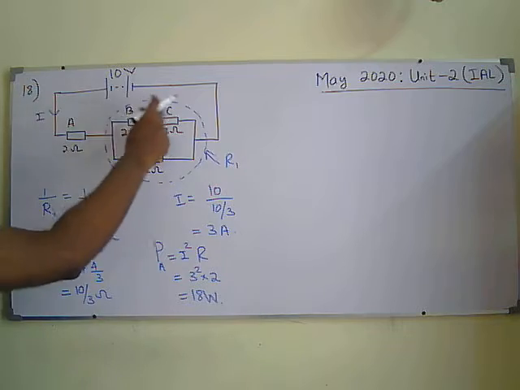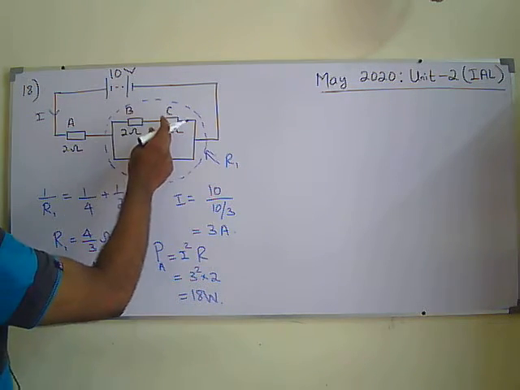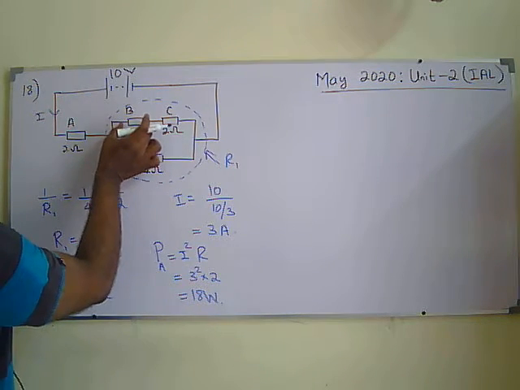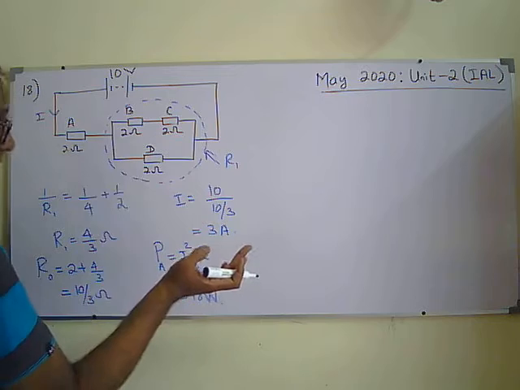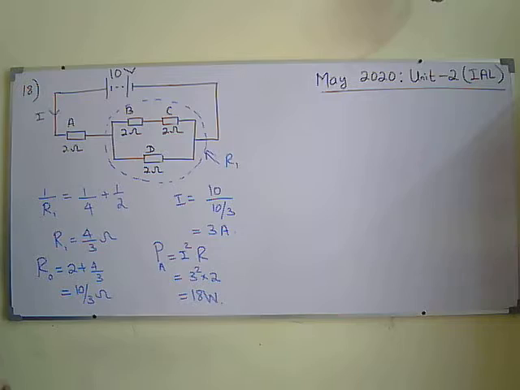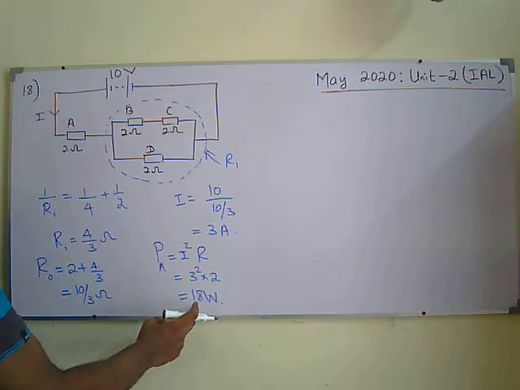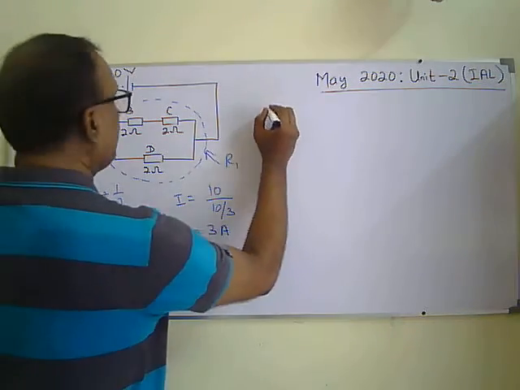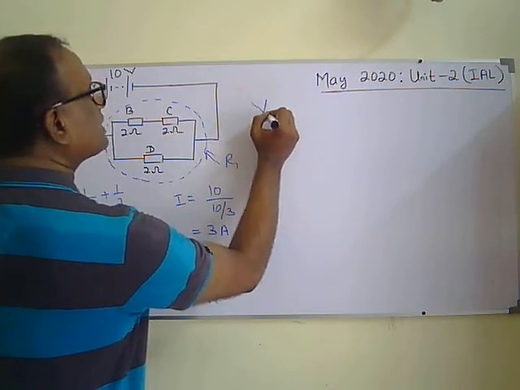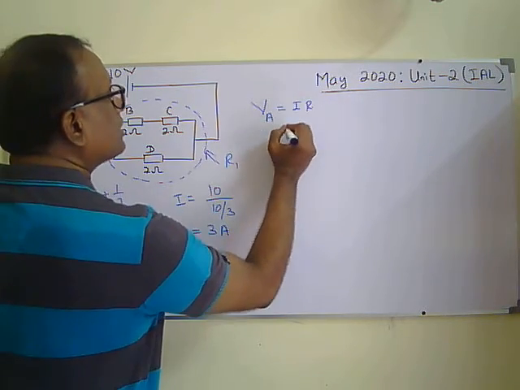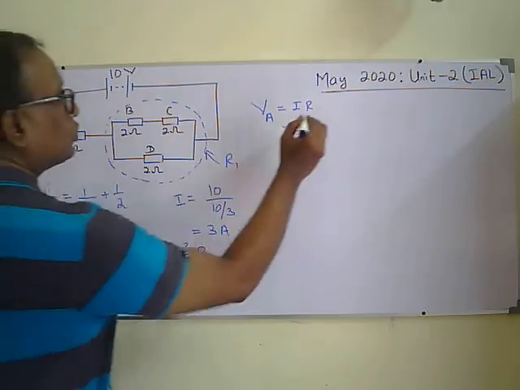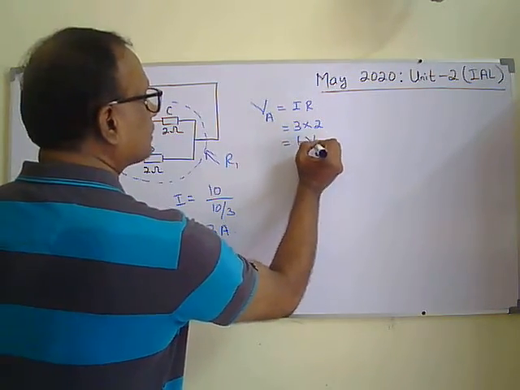They asked to find the power dissipation in each of these, no? But these two are identical resistors, so they will have the same power dissipation. But I should find the current through B and C, or I can find the voltage across B and C. Either way I can find it. So I know this is 18 watts. So voltage across A will be how much? The voltage across resistor A is going to be IR, so current is 3 amperes times resistance of A which is 2, so that will be 6 volt.